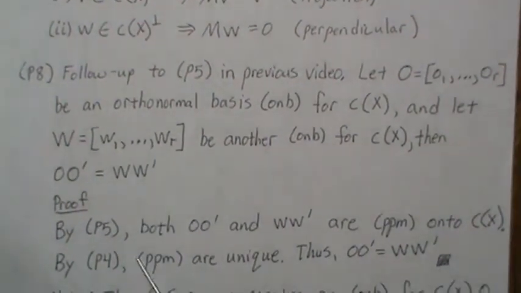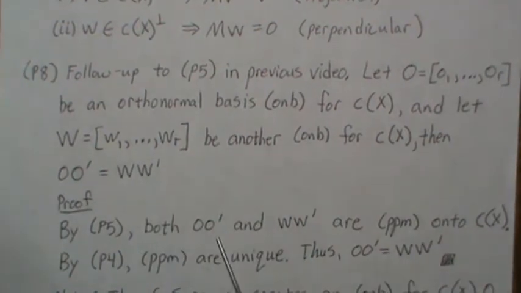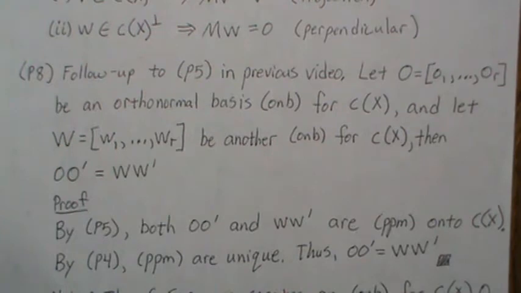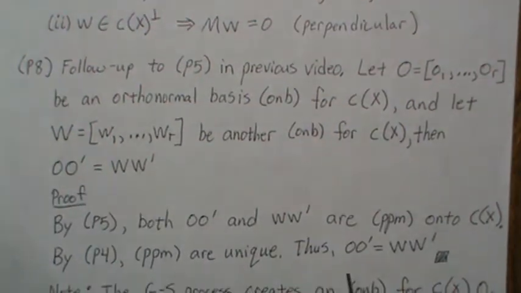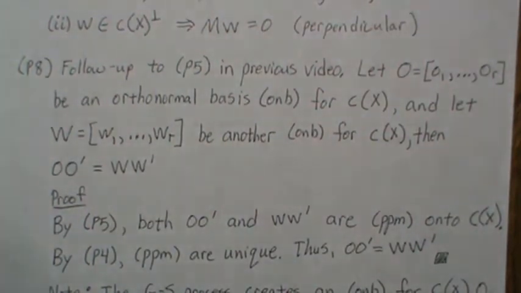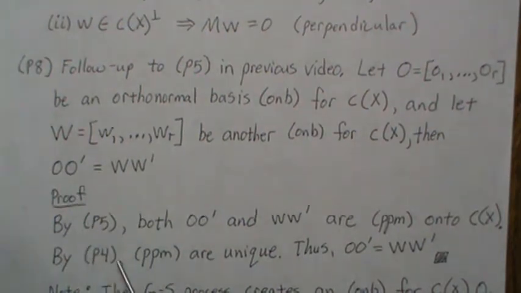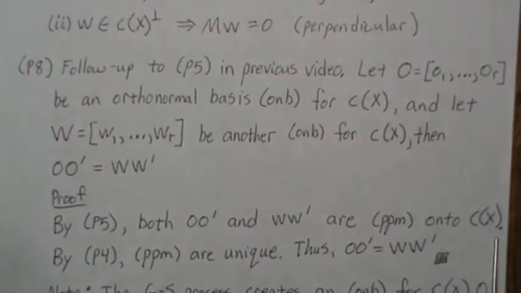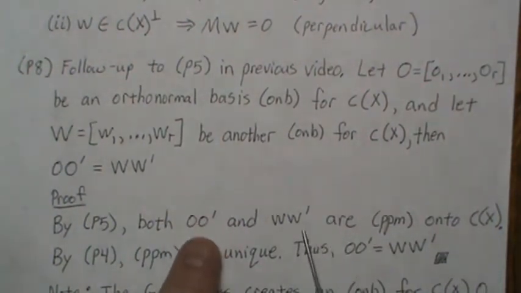Now, from P5, and it's a follow-up to P5, we know that O O transpose and W W transpose are perpendicular projection matrices onto the column space of X. We proved that in the previous video. So now by P4, the perpendicular projection matrices are unique. And so since they both project onto the same column space, they have to be the same.